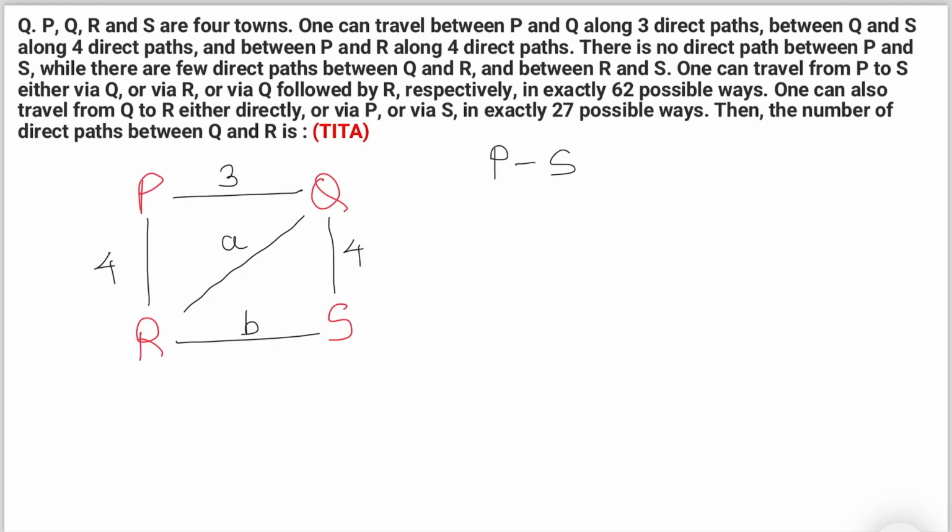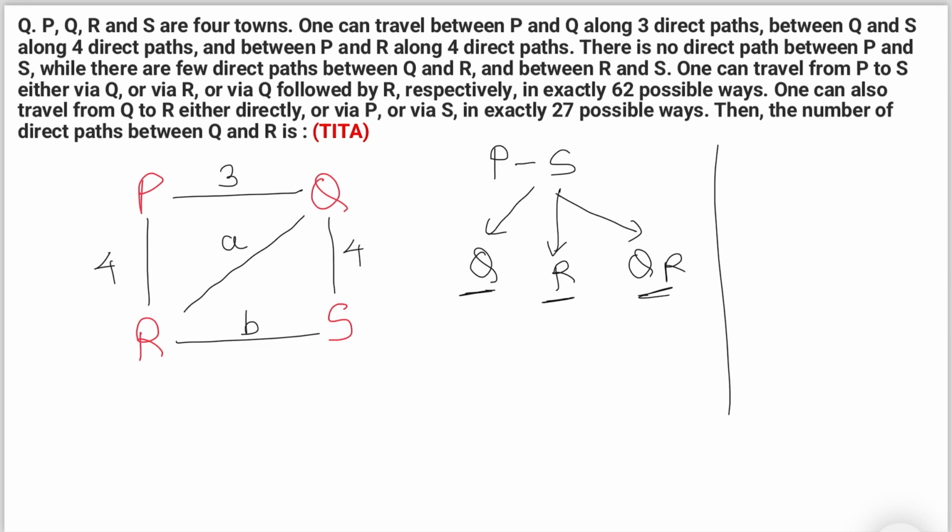So P to S, there are three ways to travel: only via Q, or only via R, or via Q followed by R. So if I want to travel from P to S, there are three options. I can travel via Q or via R or via QR. If I travel from P to S via Q, the possible option is P to Q and Q to S. Okay, so by the counting principle, the total number of ways is 3 for P to Q and 4 for Q to S. So total number of ways of P to S will be 3 into 4, that is 12.